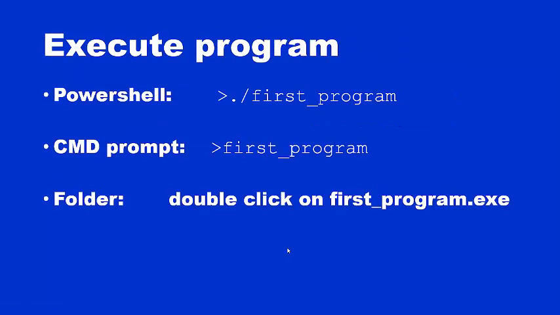Then we executed the program. If you are in the command prompt, you just typed the executable file's name, FirstProgram, and the program ran. If you are in the folder environment, which is the GUI, by the way, meaning graphical user interface, the normal Windows visual type environment, you double click on the FirstProgram.exe file. And if you are in PowerShell, you would run the program by first typing a ./ and then FirstProgram. This is a Linux notation.